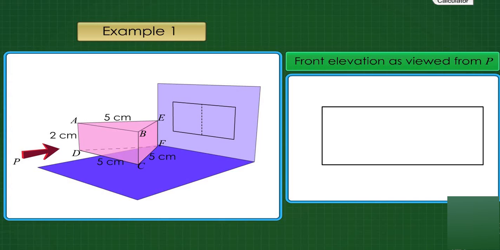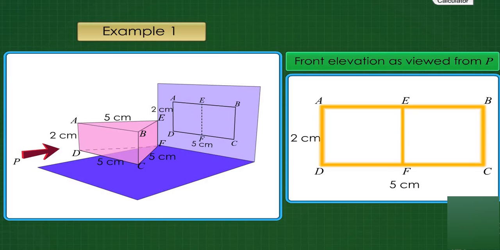Here, we have one hidden side, which is side EF. Finally, we include the labels and the length of the sides of the prism as viewed from P. So now, we have the front elevation of the prism.